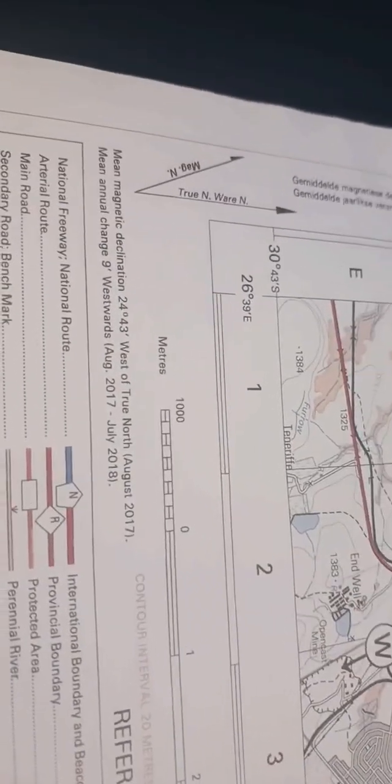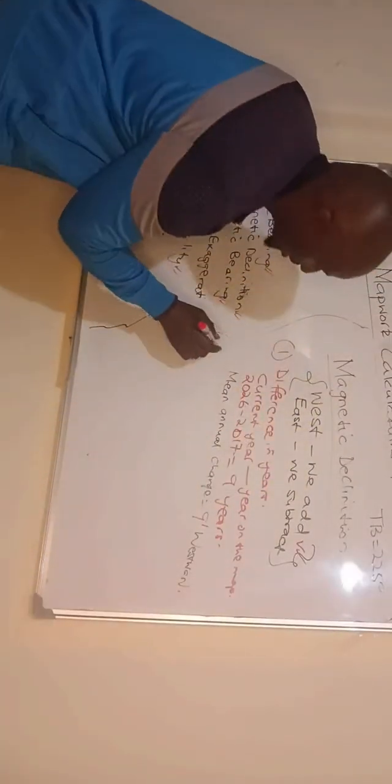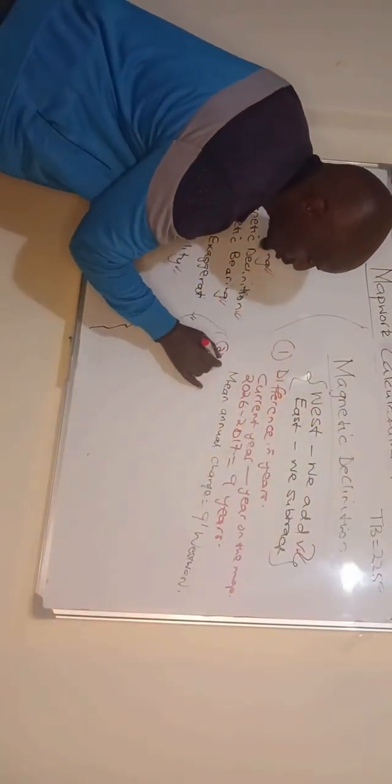Okay, so with this information now, we are getting the 9 minutes westward, that is our mini annual change. So we are going to calculate the total annual change, okay? That's what we are going to calculate now. Total annual change, that is stage number 2.